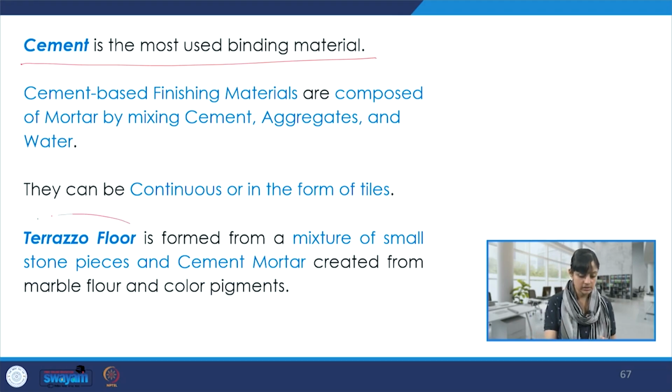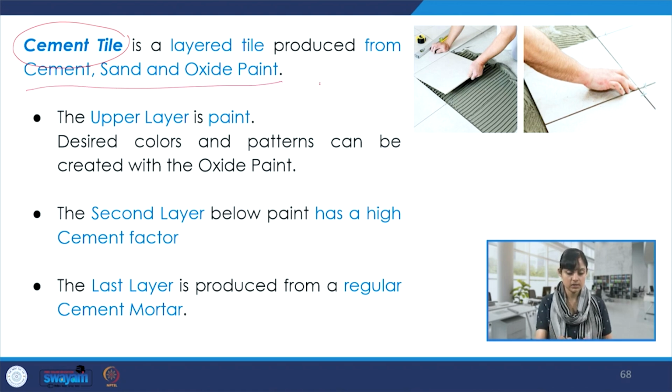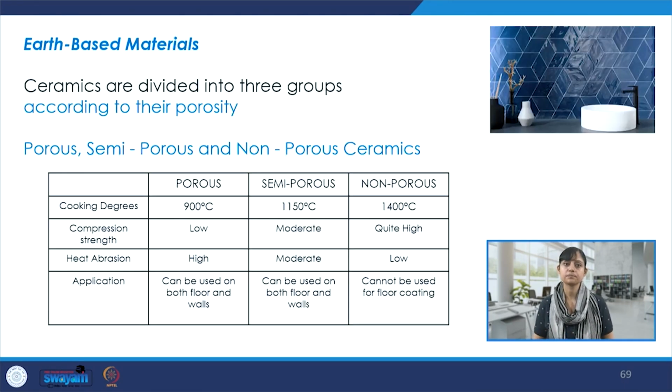The other one is terrazzo floor, and when we see the lecture on flooring, it's discussed over there. So cement tile is basically a layered tile. It is produced from cement, sand and oxidized paint. The upper layer is paint. The second layer below paint has a high cement factor, and the last one is like a regular cement mortar. And this layer is actually what gives it strength and proper finish.